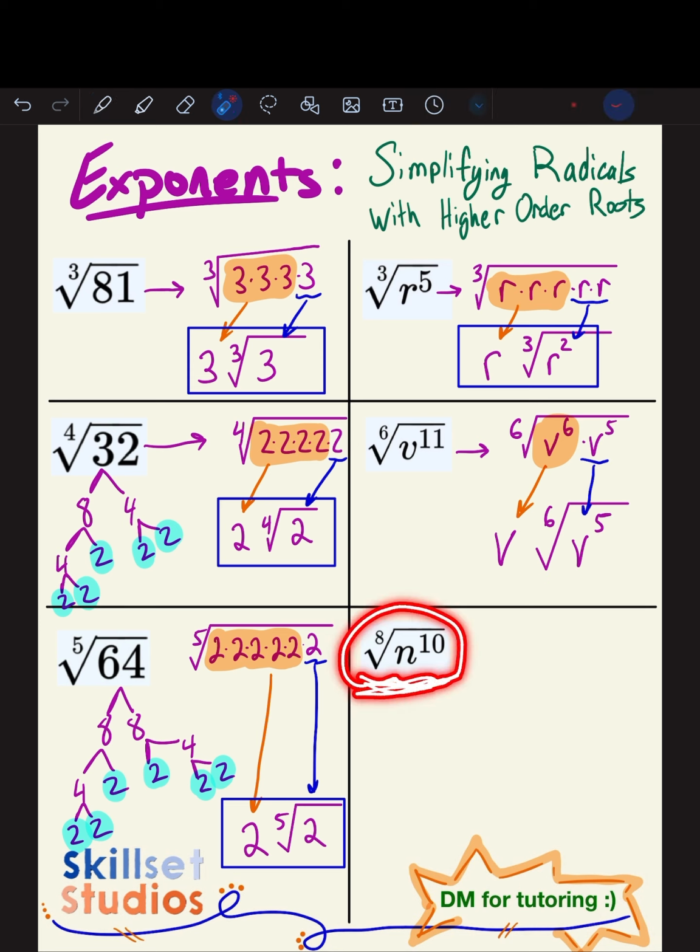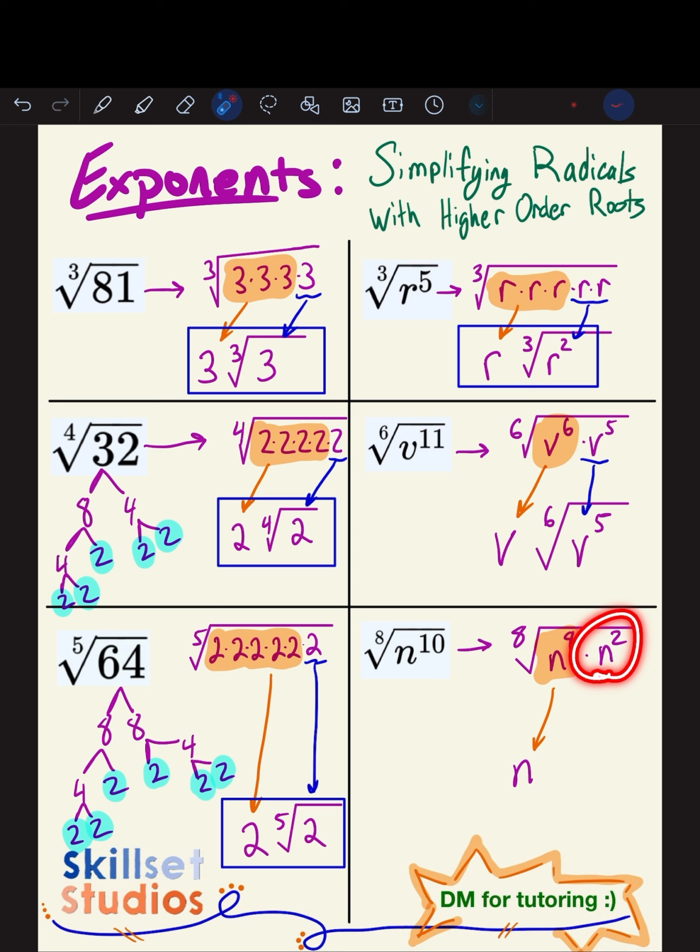And again, following that same idea with this one, we're looking for groups of 8 n's, and we have 10 inside. So instead of writing out all 10 n's, we can write one group of 8 n's and another group of 2 n's, because 8 plus 2 is 10. And then this one group of 8 n's can leave the radical, and then these 2 n's will stay inside the radical. However, here's where this problem might get a little tricky.